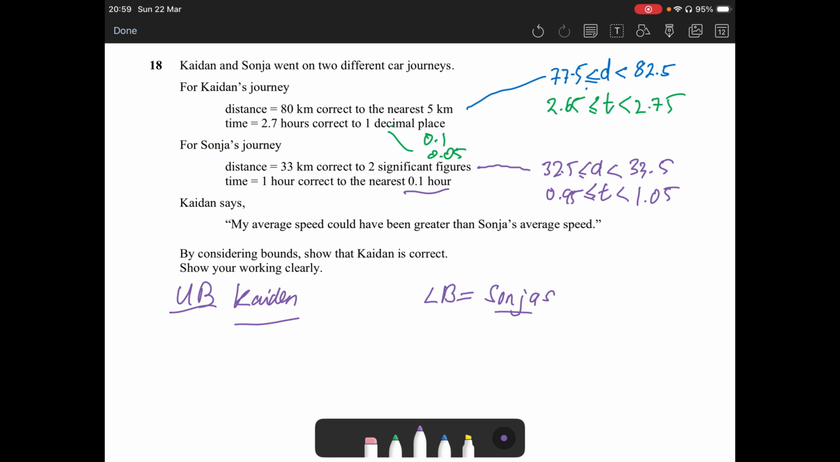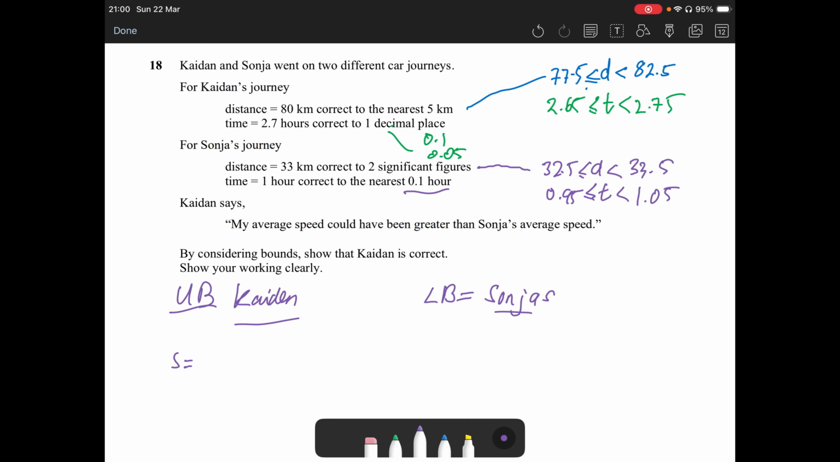Let's think in terms of worst case scenario for Caden. Or best case rather, right? Because she's saying, I could have been faster. So let's give her the benefit of the doubt. Let's look at her best case scenario versus Sonia's worst case scenario. So for Caden, as far as speed goes, what's the fastest possible speed?